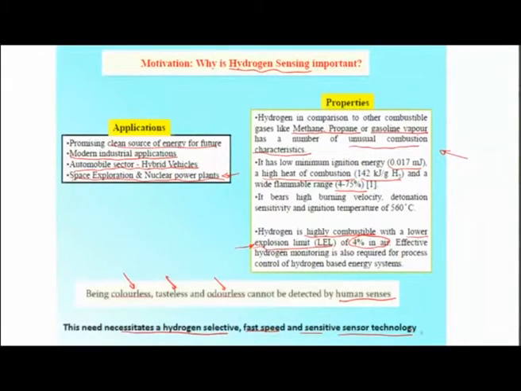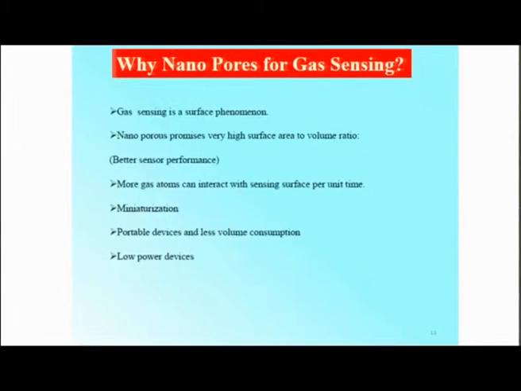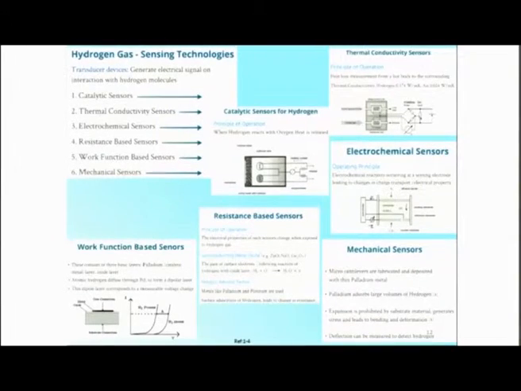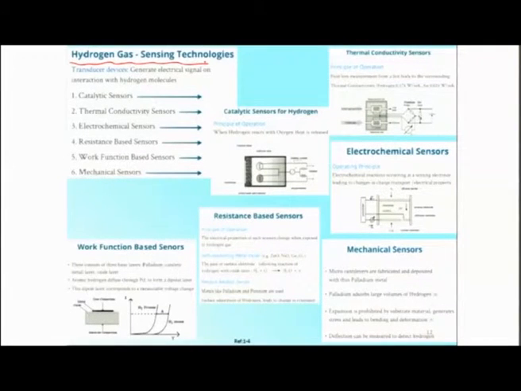Let us look at some of the confluence of technologies which are there. So, when we talk about the various associated technologies with respect to hydrogen gas sensing, there are a variety of different transduction options, and a lot of devices which generate electrical signals on interaction with hydrogen molecules. For example, look at catalytic sensors, thermal conductivity based sensors, electrochemical sensors, resistance based sensors, work function based sensors, and mechanical sensors. These are some of the most widely used ones when we talk about hydrogen gas detection, particularly in trace levels or in lower concentration levels.